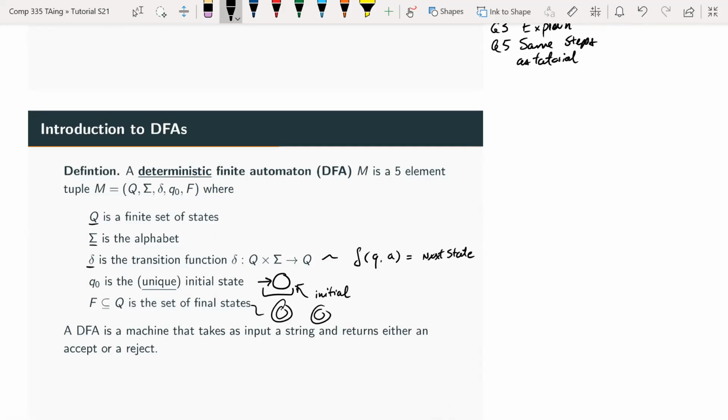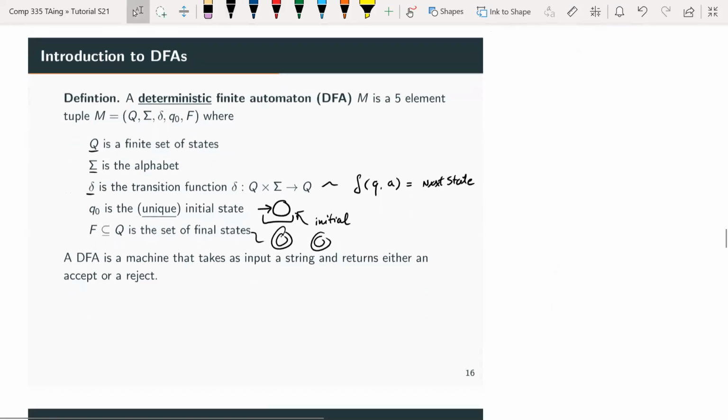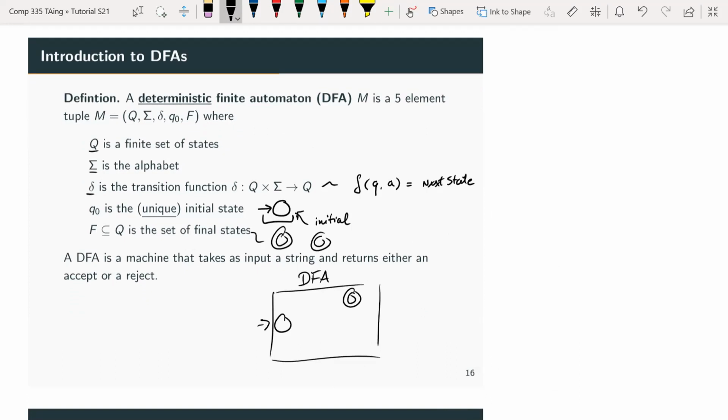So what you really need to know about DFAs on a very high level, and actually about any finite automaton on a high level, is that you can think of it as just this box. So let's say this box is a DFA. This box has an initial state. It has 0 or more final states, and there are paths that connect the initial state to different states.